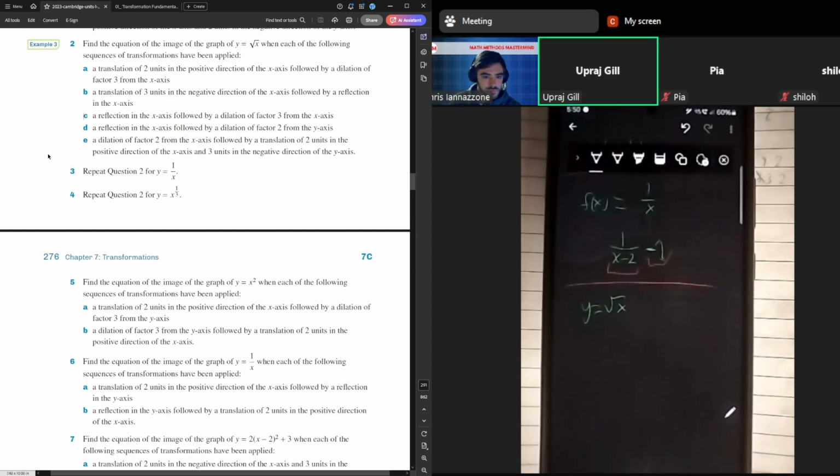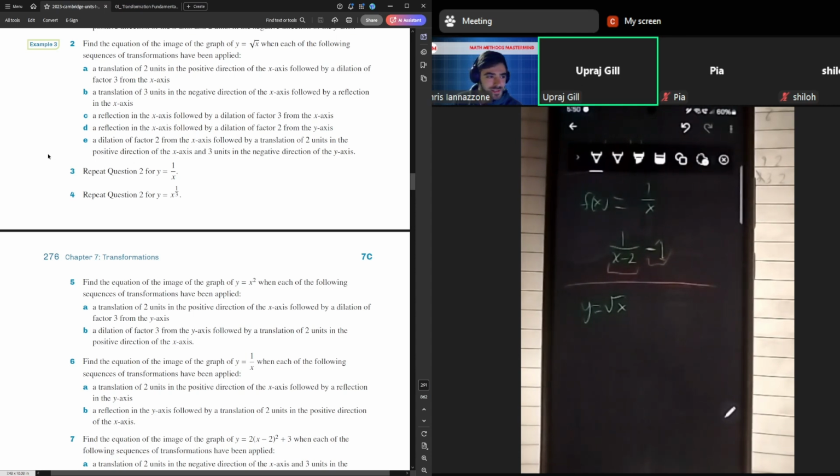Would that be root x minus 2, or let's see, root x minus 2 all over 3? Root x minus 2 all over 3. Not quite. Did you go and sub directly into the function, or did you follow the x dash y dash stuff? No, I just went straight for the substitution.